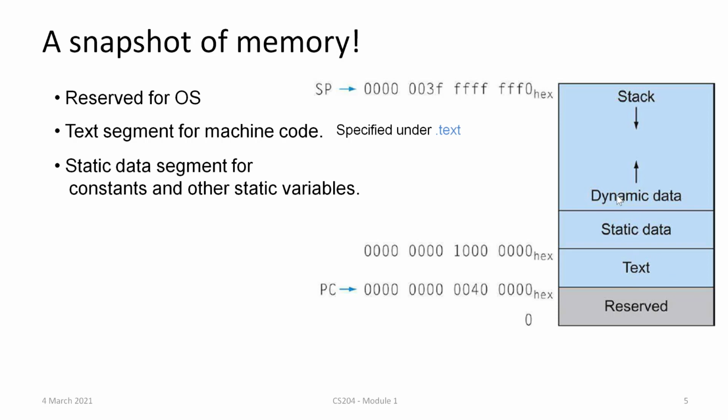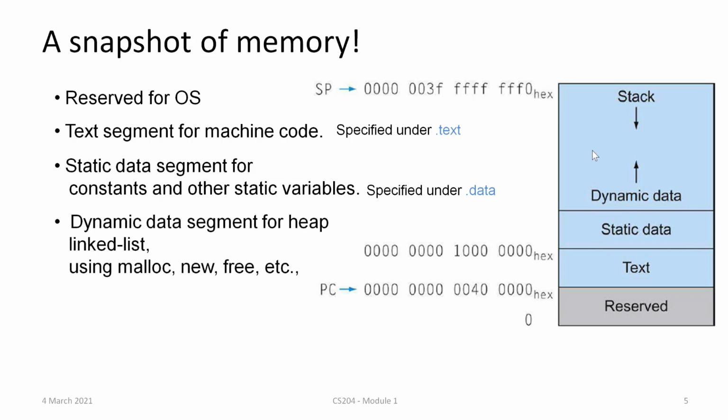Following that, we have the static data segment for the constants and other static variables, like I just mentioned in the previous slide, and they will be placed in the static data if mentioned below .data in Venus. So this would be the data segment. Following that, for handling all the dynamic memory allocation, we have what's called the heap. You can imagine that the heap is available here in the dynamic data segment.